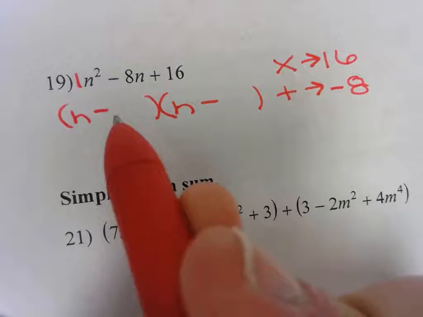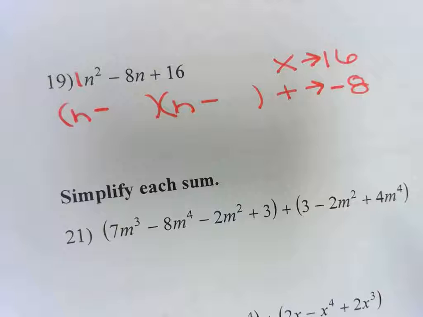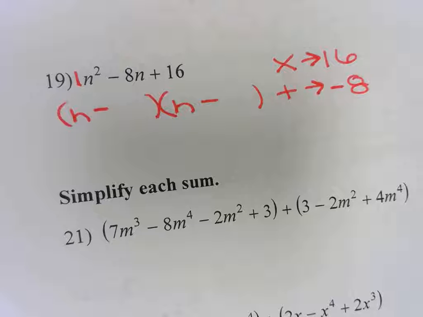What are two numbers that multiply to give me positive 16? Negative 4, negative 4. Yep. So n minus 4, n minus 4.